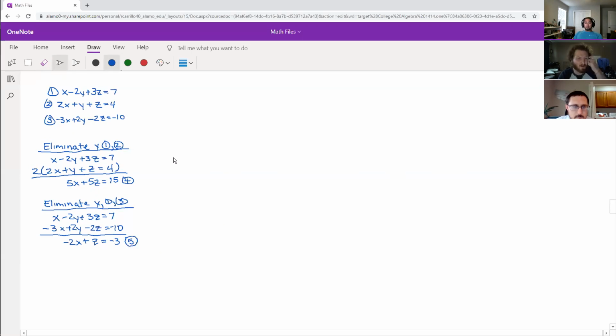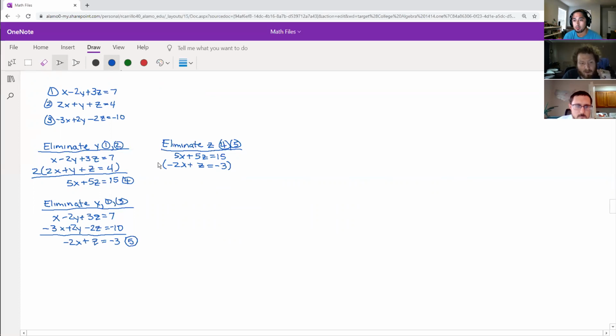Okay, which one do we want to? Let's eliminate z in 4 and 5. So we get 5x plus 5z equals 15, and negative 2x plus z equals negative 3. Uh-oh. Okay, we're good. Never mind. I thought we were going to have a problem.